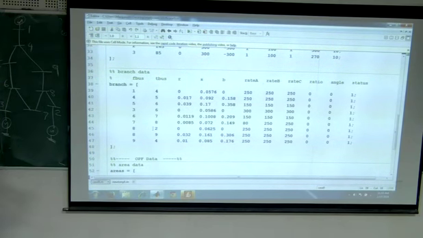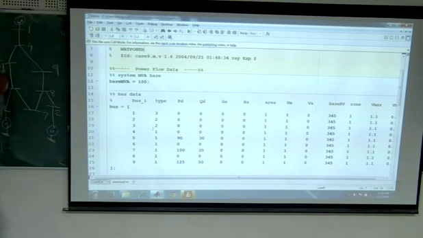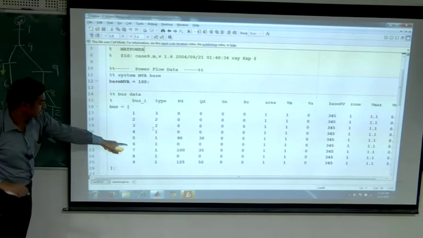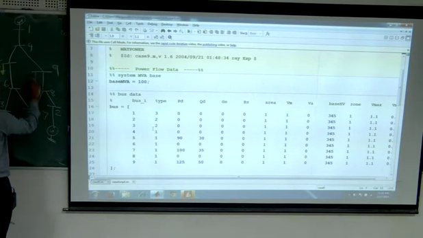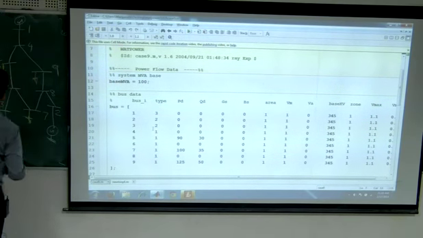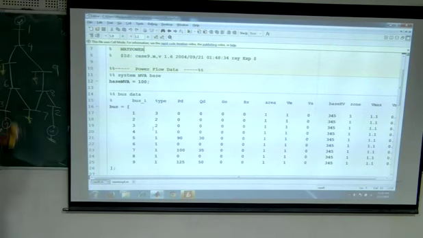If I go back to the load data, 90 megawatt and 30 MVAR are at bus 5. So at bus 5 there is a load. And at 7 there is a load. Then at 9 there is a load. So this is the problem that we have here: given these generations and loads, how does the power flow happen?